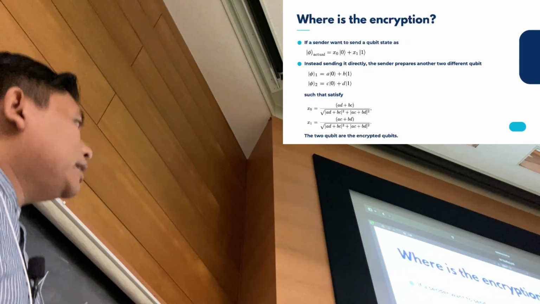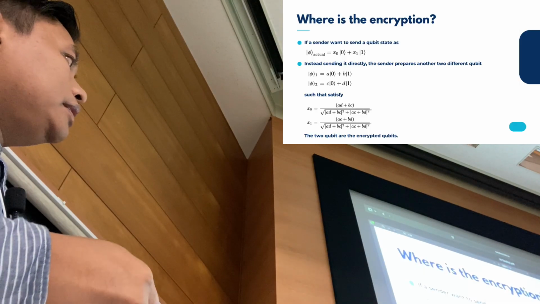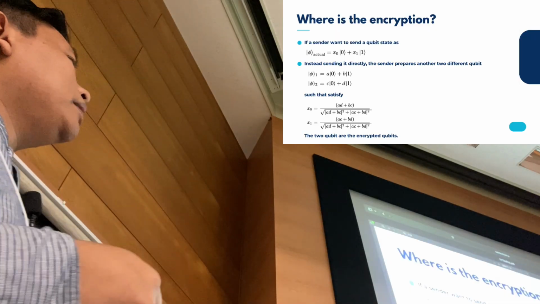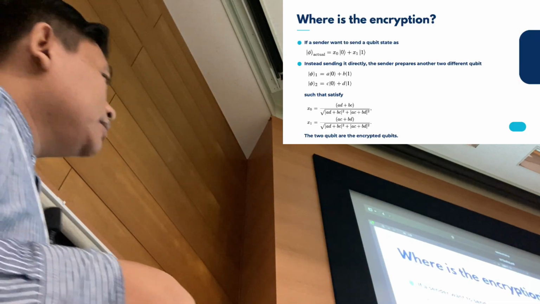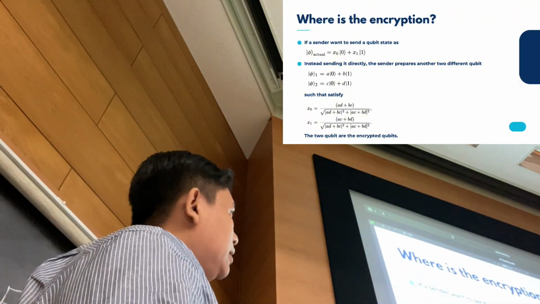And where is the encryption? If we want to send a qubit like this, x0 and x1, instead of sending it directly, the sender prepares another two qubits different from the actual one, parameterized by A, B, C, D, which are complex numbers and should be chosen to satisfy this equation. And this is the encrypted qubit.